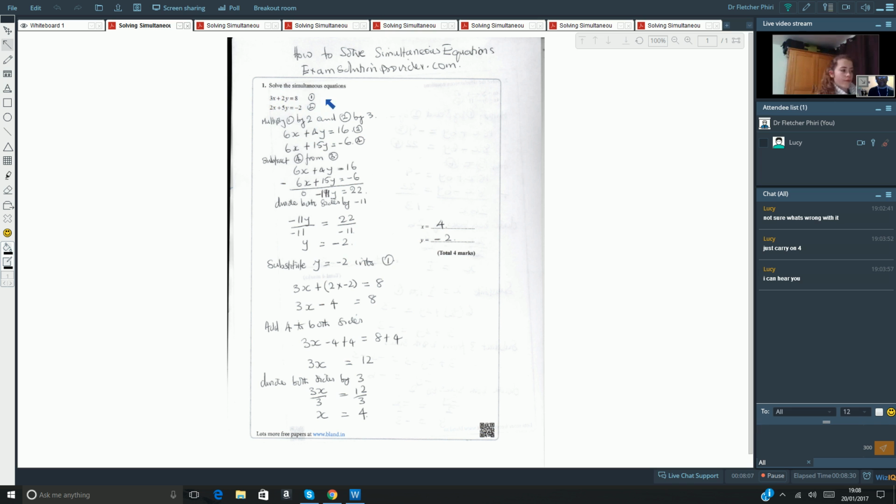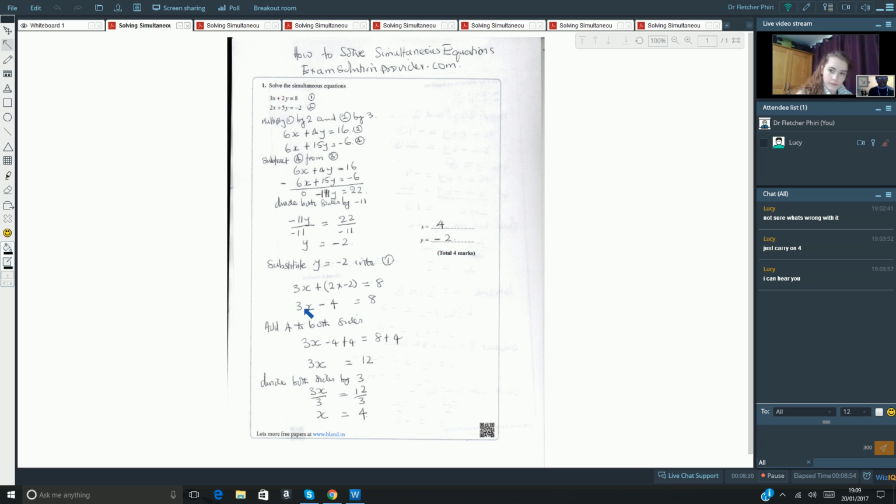So I've chosen to substitute into equation 1. So this is what I'm doing. So I have 3x plus 2 times minus 2. This minus 2 is the y. So you can see here is 2 times y. But my y is minus 2, which I got from the first part.